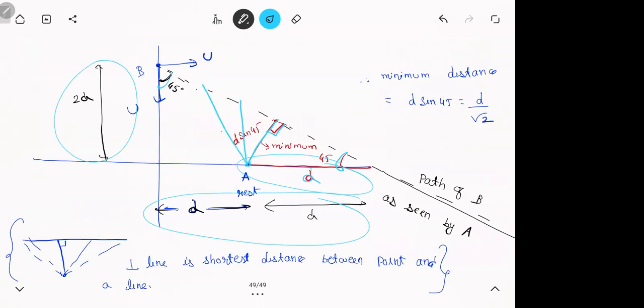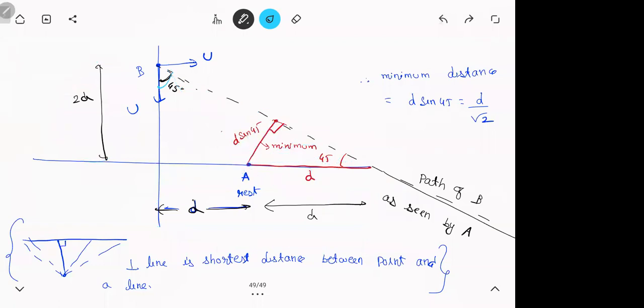From A, the shortest distance will be a perpendicular. If you see all these lengths, it is big, smaller, smaller, smallest, again becoming big. That means the minimum distance will occur when it is a perpendicular line. And we know perpendicular is the shortest distance between a point and a straight line. So if you drop a perpendicular, this is the minimum, this is d sine 45, which is d by root 2.